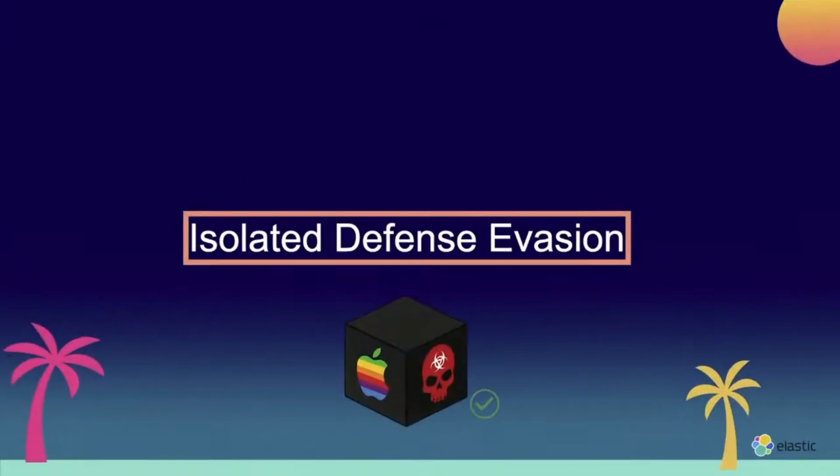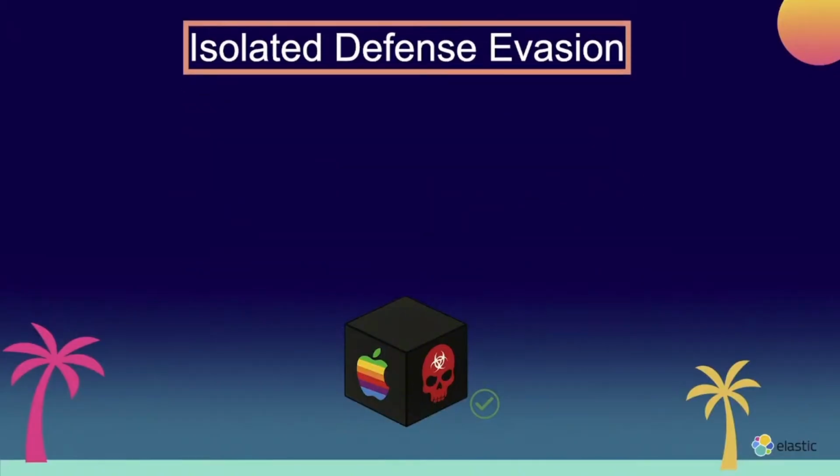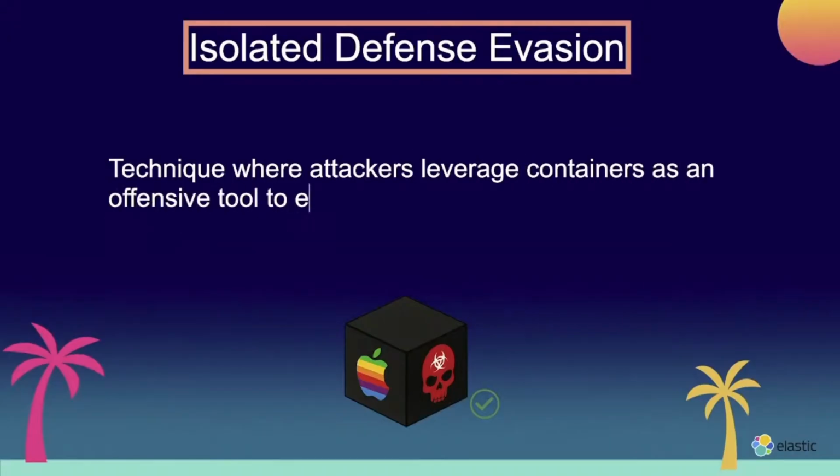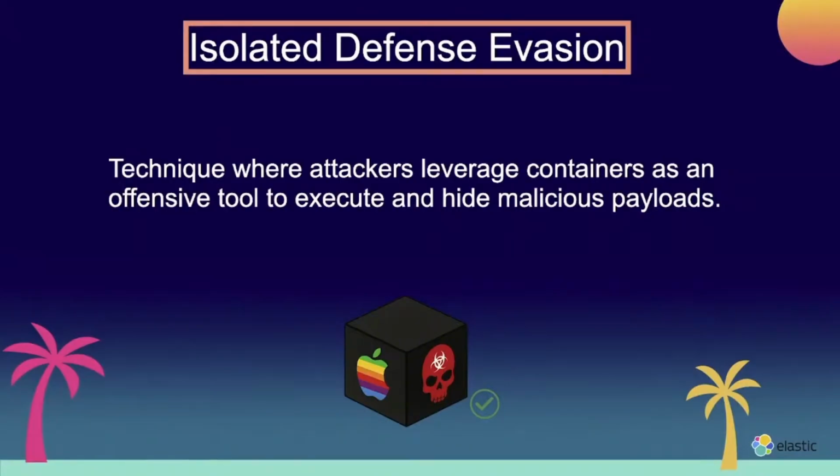So what I'm talking about here is a container, obviously, and this technique is something I'm referring to as isolated defense evasion. When most people think of container security, or a container in general, you think of preventing breakouts to the host, but very few consider what if the container itself is the payload. So what exactly is isolated defense evasion? At its core, it's a post-exploitation technique where attackers leverage containers and their frameworks not as a defensive sandbox or self-contained app, but as an offensive tool to execute and hide their malicious payloads.